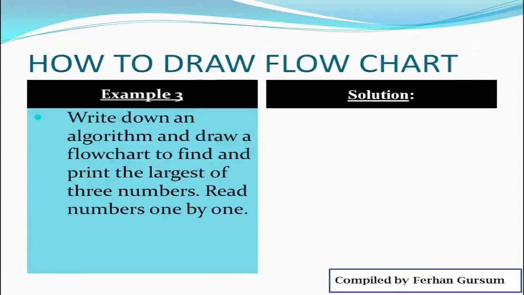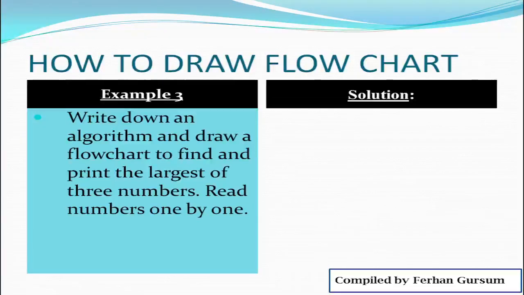Read numbers one by one. We have to read the numbers one by one, compare those 3 numbers and display the largest one, okay. So now we are going to write what? The algorithm. When we think in our mind, first of all we have to take the number. Since the question says to read numbers one by one, in the first step we have to take number 1, the first number.